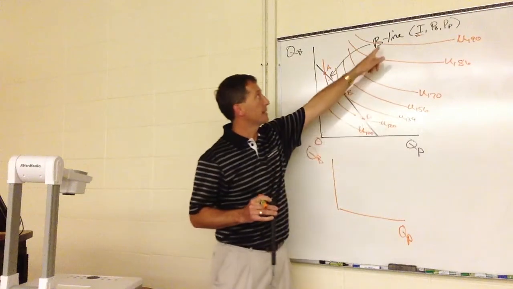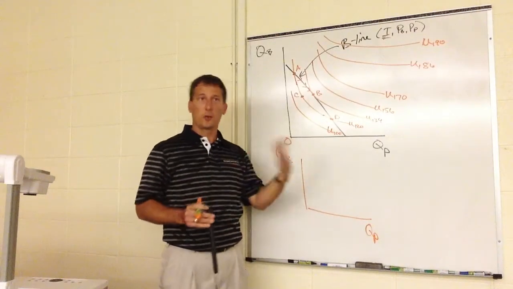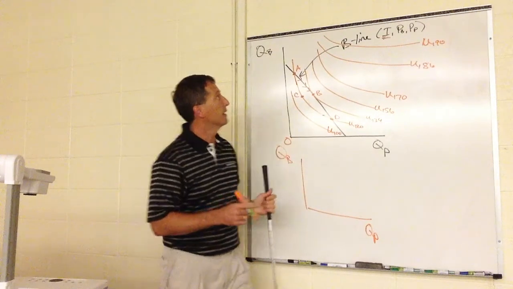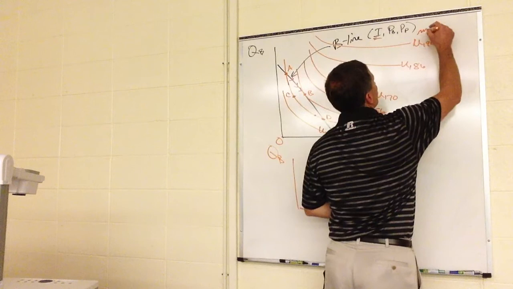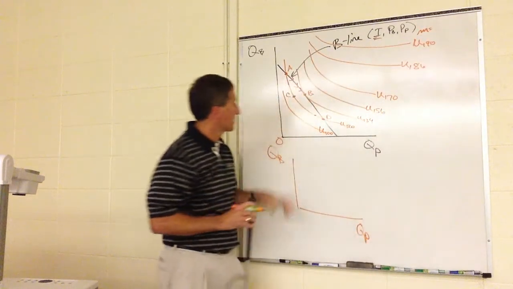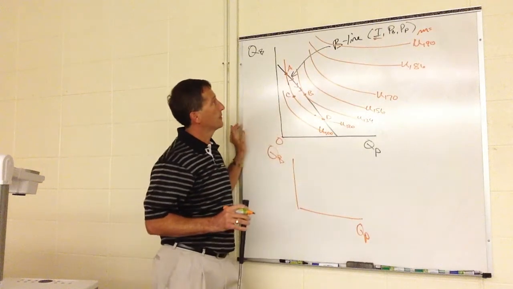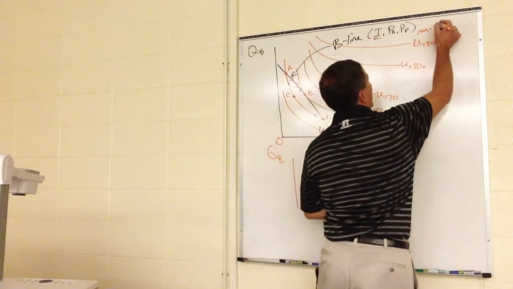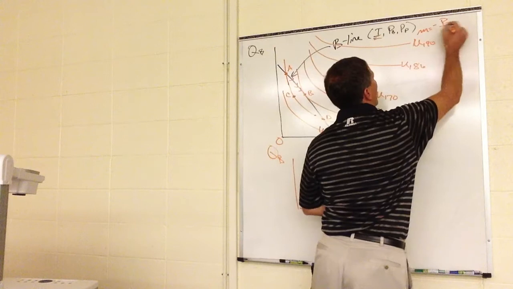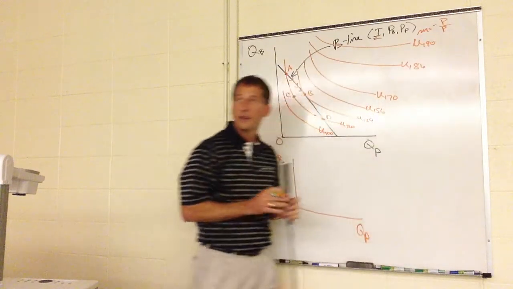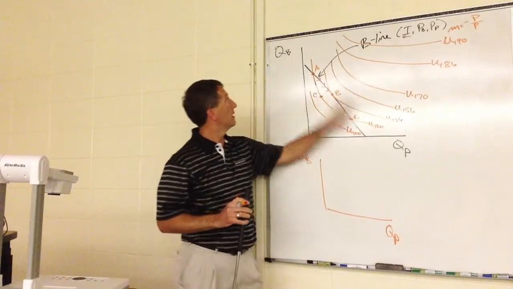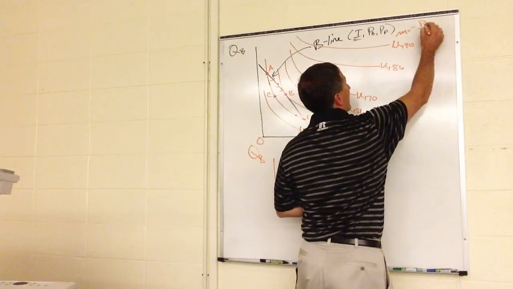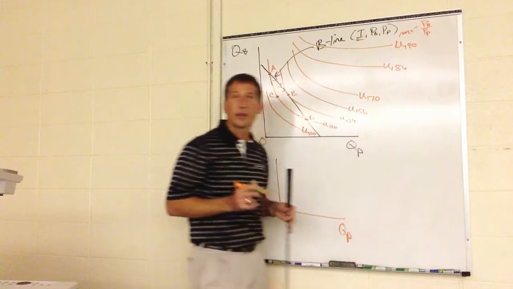The budget line tells us the ability to trade one good for the other in the marketplace. The slope of the budget line is equal to the price ratio. And what price goes on top, pizza or beer in this case? The slope is a negative, and then it's the price of something over the price of the other thing. Beer over pizza? So the beer on top? Okay.